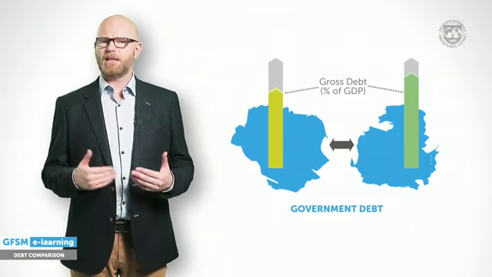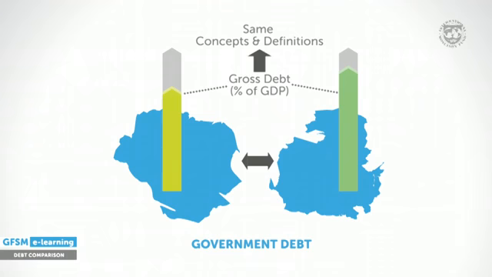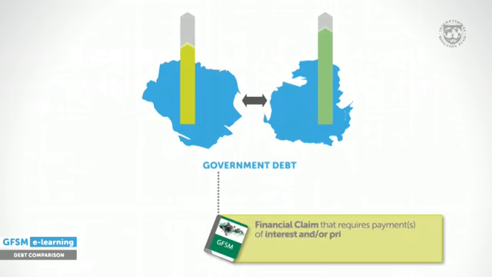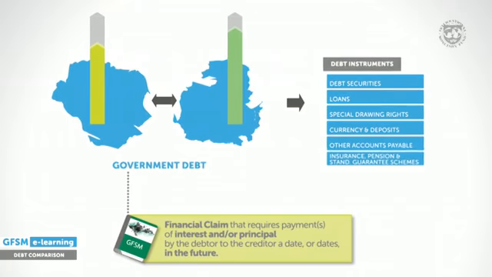Obviously, using the same concepts and definitions is another vital starting point. The GFSM methodology lays out an internationally agreed definition for debt as a financial claim that requires the payment of interest or principal by the debtor to the creditor in the future. Six categories of liabilities in the GFSM framework meet this definition and constitute gross debt: debt securities, loans, special drawing rights, currency and deposits, other accounts payable, and insurance, pension, and standardized guarantee schemes.